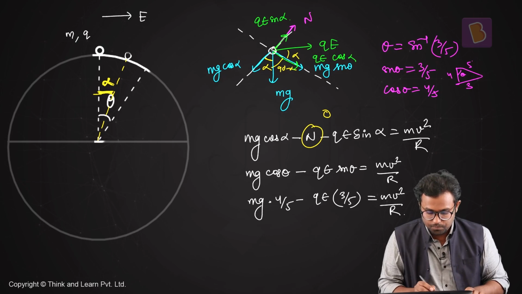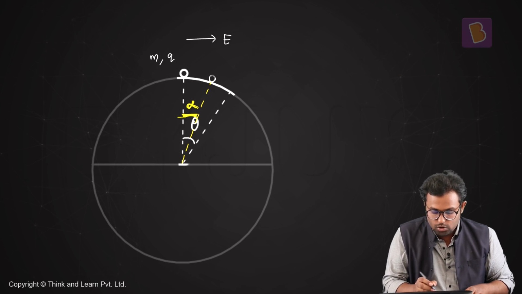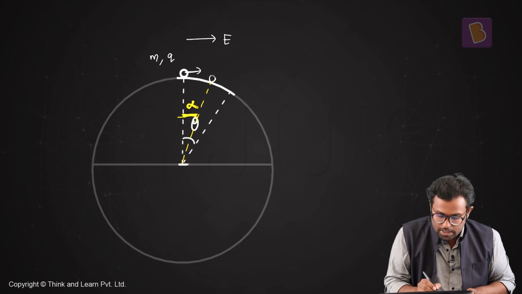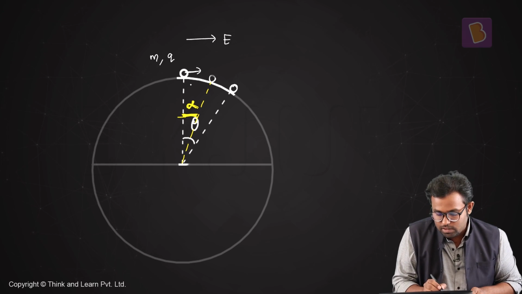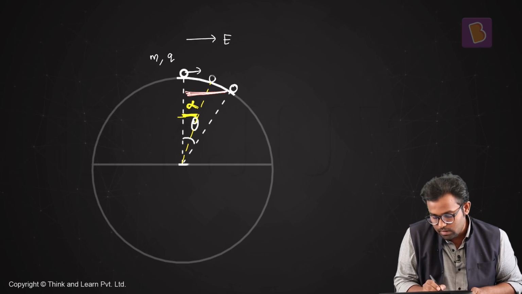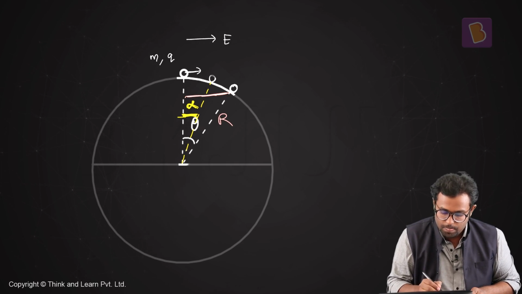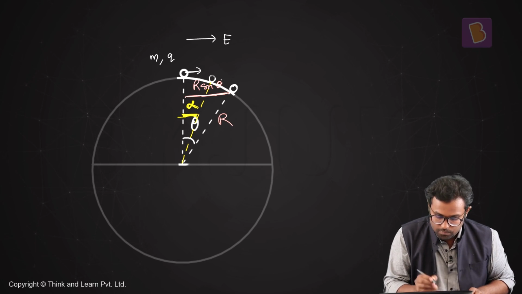So let me do that. If I talk about the electrical force QE, the QE force is acting on it like this, and it displaces it till here, till theta. So what is the distance to which it displaces? It displaces this object by this much distance. So if this distance is r and this is theta, this will become r sine theta.